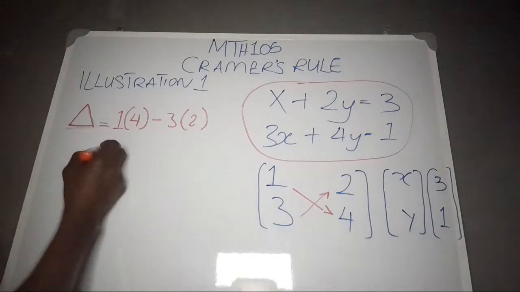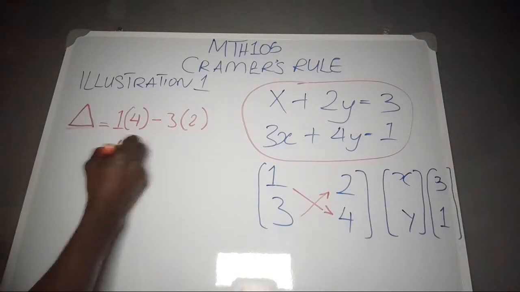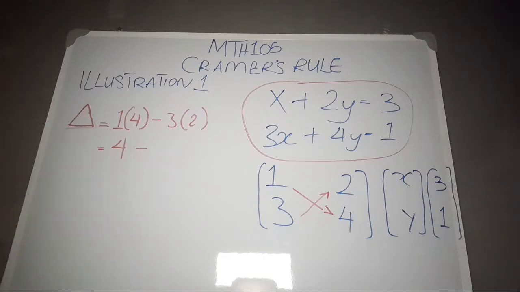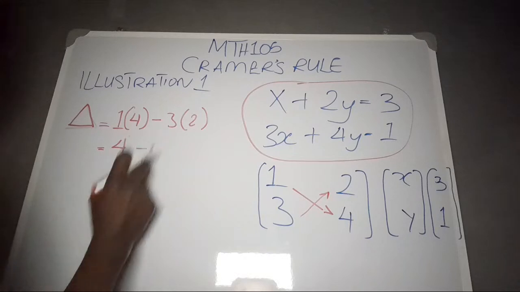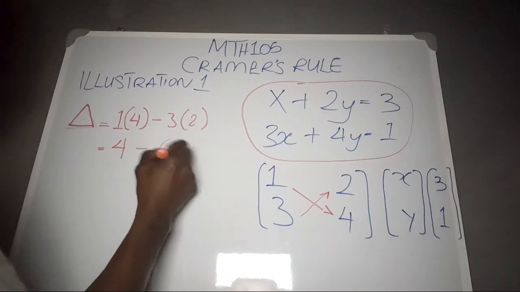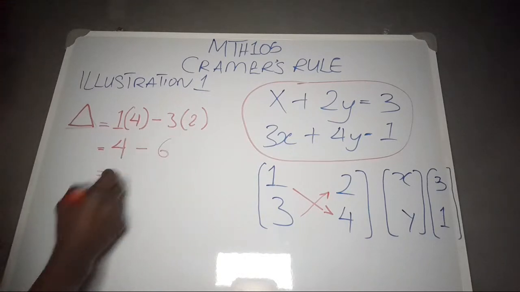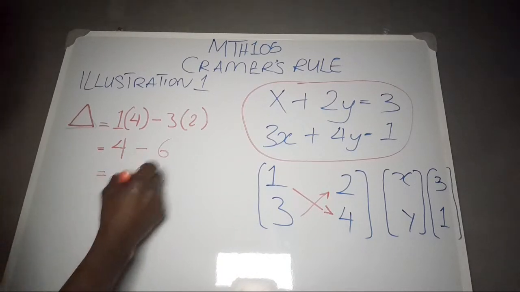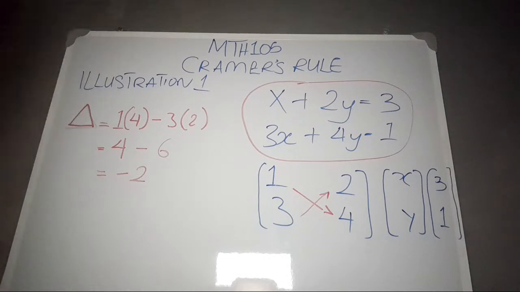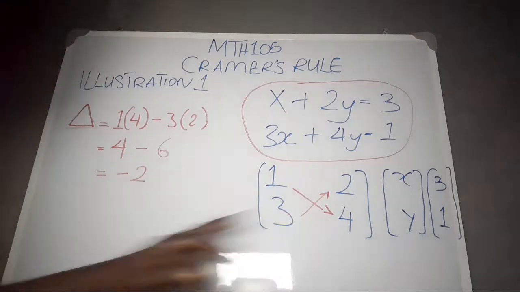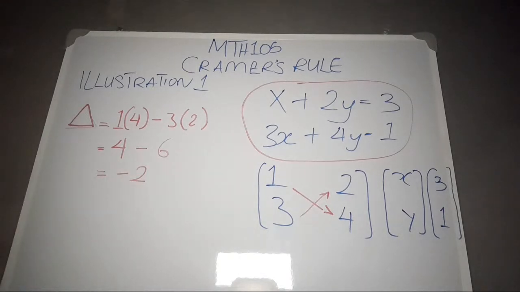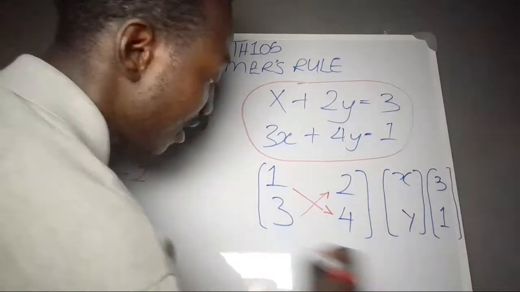Then we say this is 4 minus 6. So we have positive 4 minus 6, so we have minus 2. So the determinant for this matrix is minus 2. So we have that. So let's keep that here.